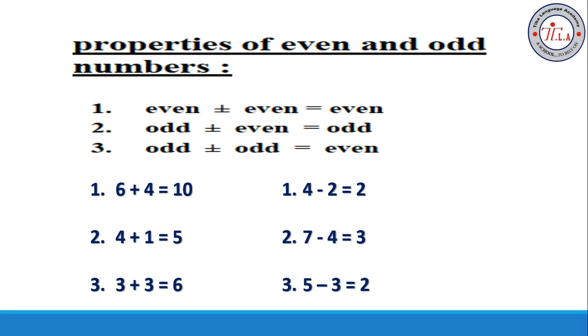Number 3 here, 5 minus 3 equal 2. Odd number minus odd number equal even number. 5 is odd number. 3 is odd number. Equal 2, 2 is even number.